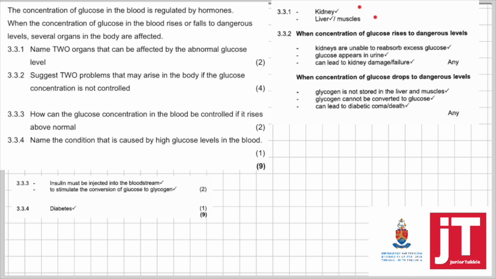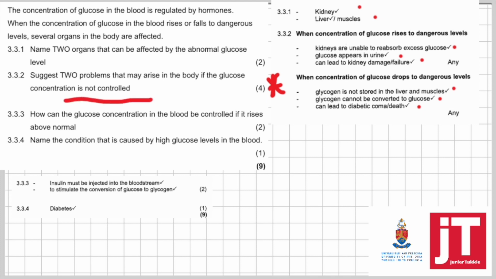332. Suggest 2 problems that may arise in the body if the glucose concentration is not controlled. A nice question as well. When the glucose concentration rises to dangerous levels, the kidneys are unable to absorb the excess glucose. Glucose appears in the urine, which can lead to kidney damage or failure. Or when the glucose concentration drops to dangerous levels, the glycogen is not stored in the liver and the muscles. Glycogen cannot be converted into glucose and it can lead to a diabetic coma or death.